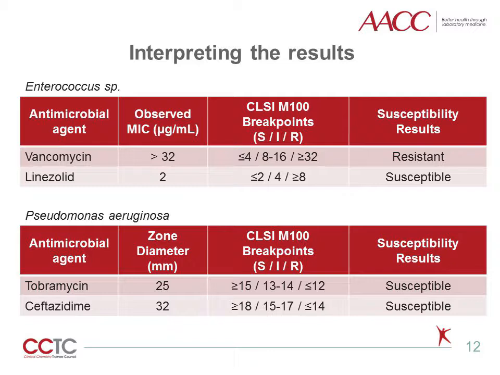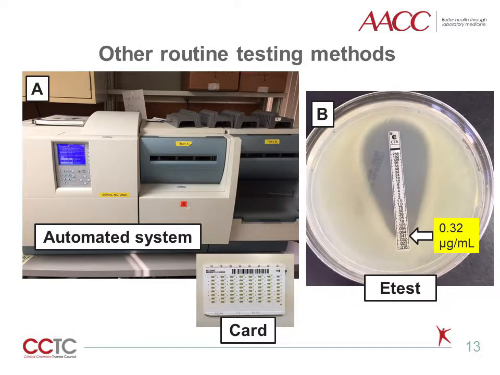Various organizations establish breakpoints for organisms commonly encountered in clinical settings. In the U.S., breakpoints are established by the Clinical and Laboratory Standards Institute, or CLSI, and by the U.S. FDA, while EUCAST breakpoints are followed in Europe. Other routine test methods include the use of automated systems, as shown in Panel A, and E-test strips, as shown in Panel B.